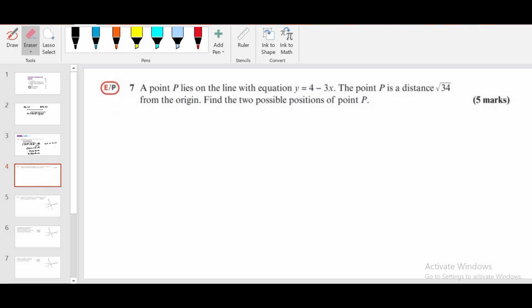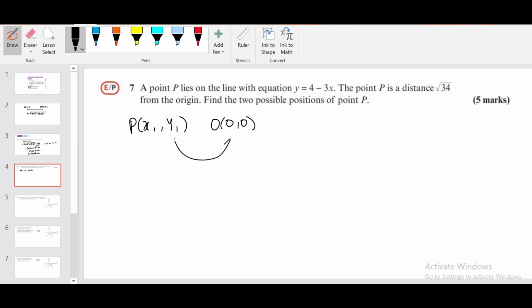The point P lies on the line with the equation y is equal to 4 minus 3x. The point P is a distance from the origin. Okay, we don't know the point P, take it as (x1, y1). We know origin is (0, 0). The distance between these 2 points is given here. So use the distance formula.